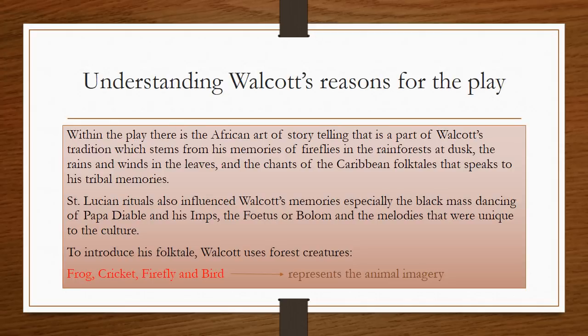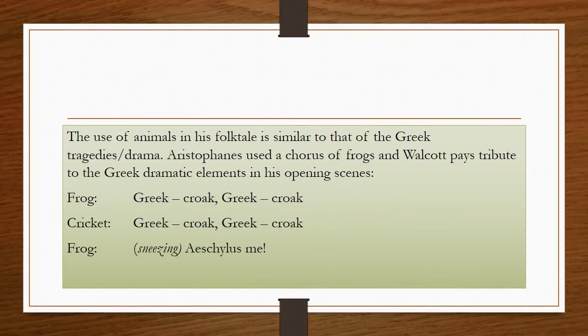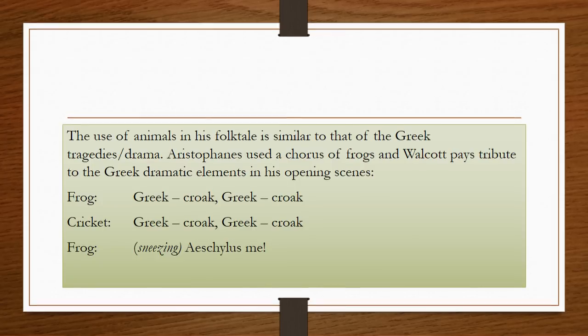To introduce his folktale, Walcott uses forest creatures, the frog, cricket, firefly, and bird, and these are animal imagery that helps to bring out the humor and the sarcasm that Walcott wants us to see about what is happening around him. The use of animals in this folktale is similar to that of the Greek tragedies or drama. Aristophanes once used a chorus of frogs, and so Walcott pays tribute to the Greek dramatic elements in his opening scenes. The frog says, "Creak, Greek croak, Greek croak." Cricket also repeats this and says, "Greek croak, Greek croak." But when the frog sneezes, he goes, "Achilles me," which is also a reference to the Greeks.